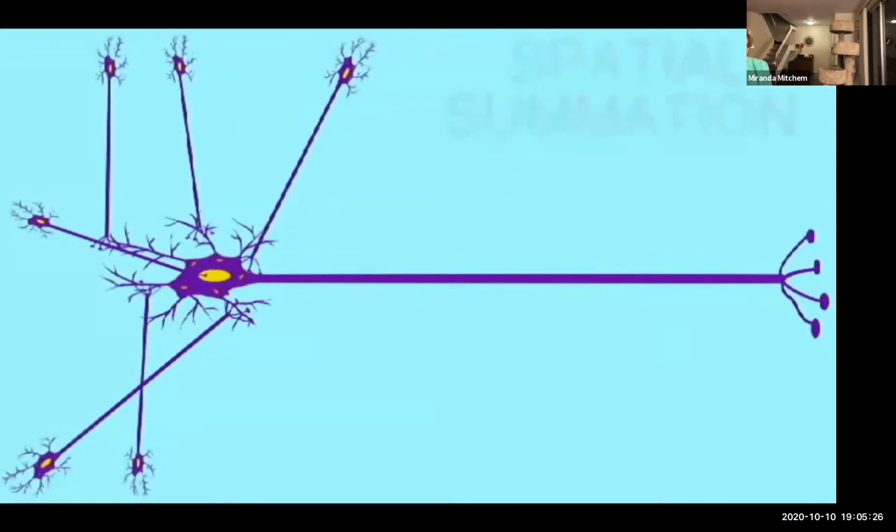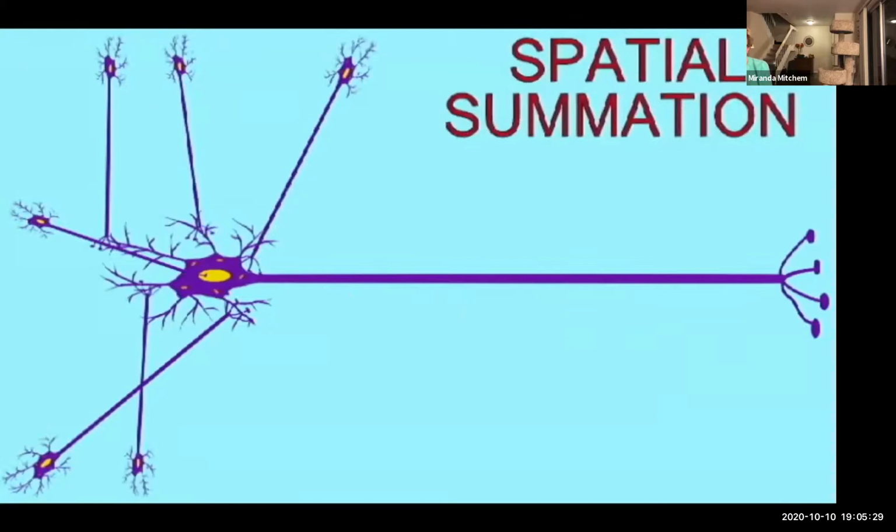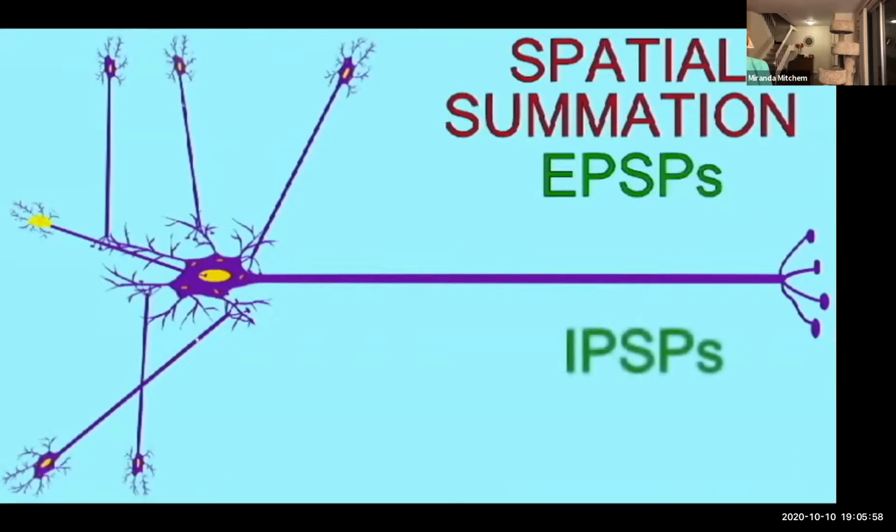Now, some of these presynaptic neurons are releasing neurotransmitters which depolarize the postsynaptic neuron. In other words, their effects are causing excitatory postsynaptic potentials, or EPSPs. In contrast, some of the neurotransmitters secreted by these presynaptic neurons are inhibiting the postsynaptic neuron and making it less likely to go to action potential. They are causing IPSPs, or inhibitory postsynaptic potentials.